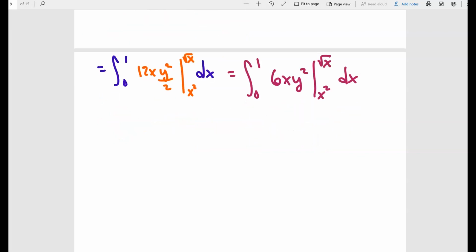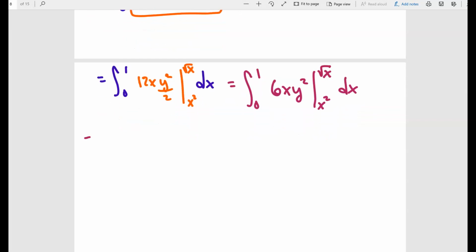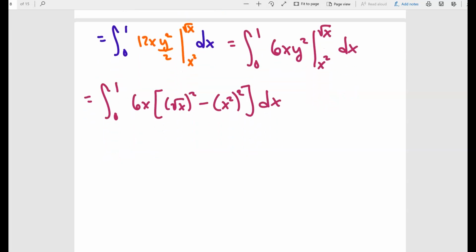And now we're going to plug that into y, because remember that's the function that we just integrated. So I'm going to have the integral from 0 to 1 of 6x, which is just going to be a constant. I'm just going to plug in the square root of x and the x squared into the y. So I'm going to have square root of x squared minus x squared squared dx. So it's going to be equal to the integral from 0 to 1 of 6x, and on the inside I'm just going to have x minus x to the 4th power dx.